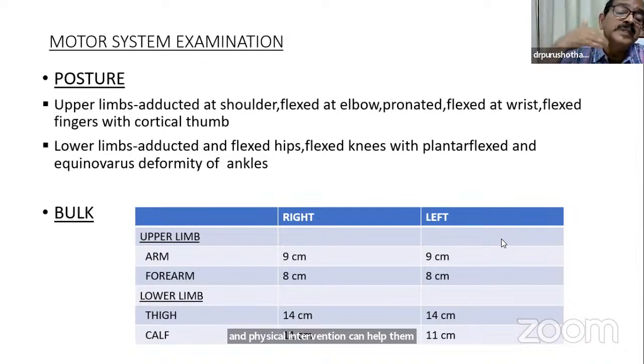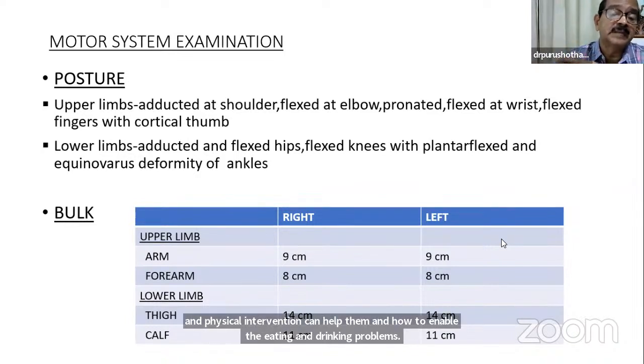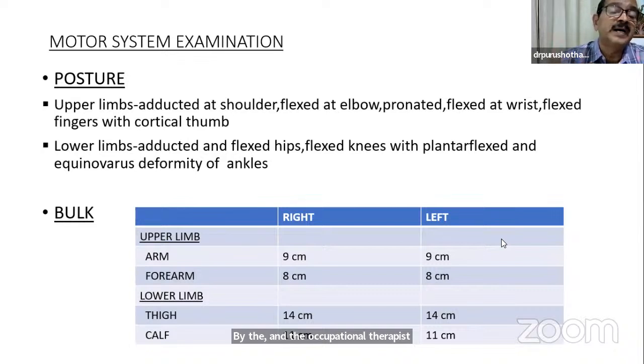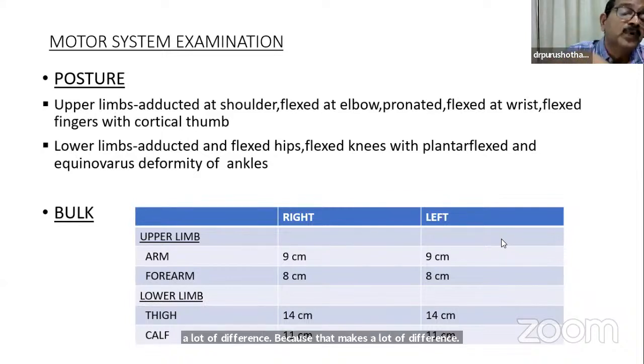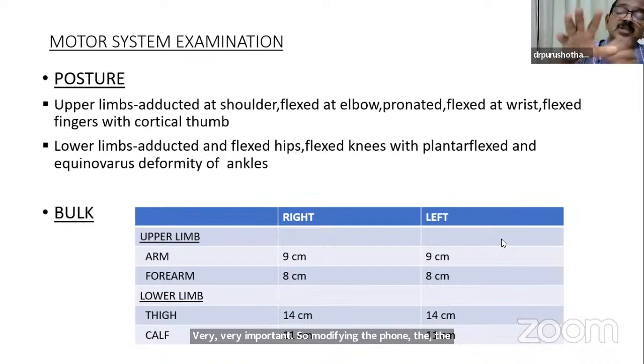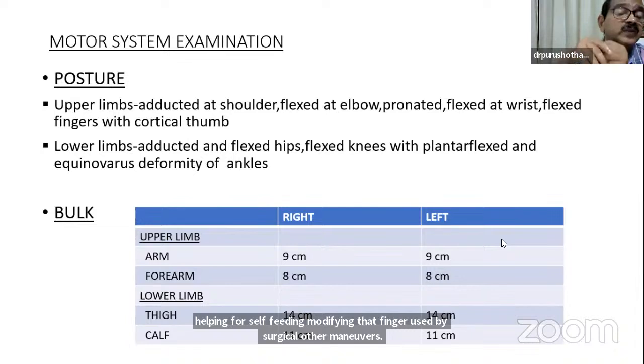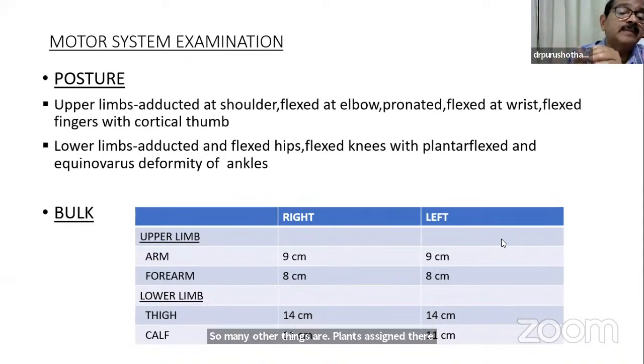And how to improve the eating and drinking problems, by the surgeon and the occupational therapist, because that makes a lot of difference. Self-feeding is very, very important. So modifying the spoon and the other utensils you use, the method which will help self-feeding, modifying the finger use by surgical and other maneuvers. Many other appliances are also helpful. So in what way can I help this baby to be independent in different day-to-day activities? You need to be looking for that.